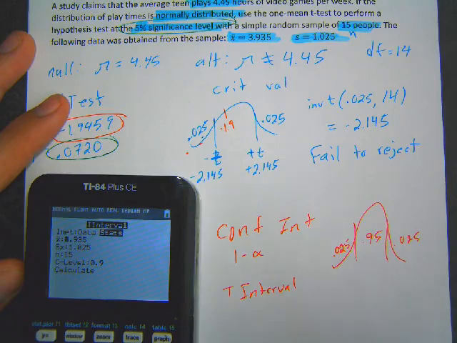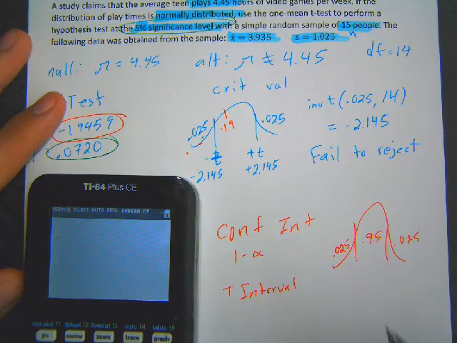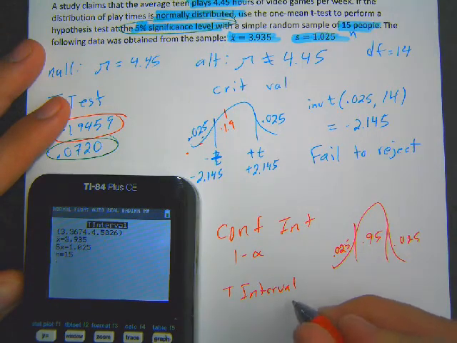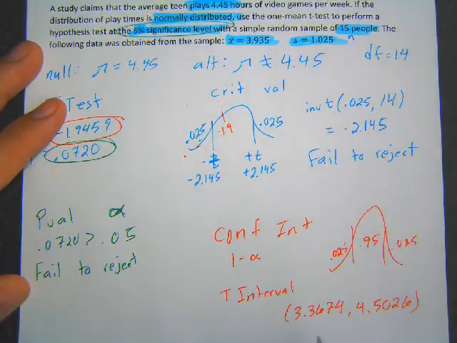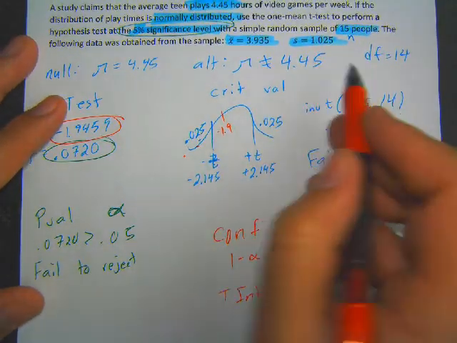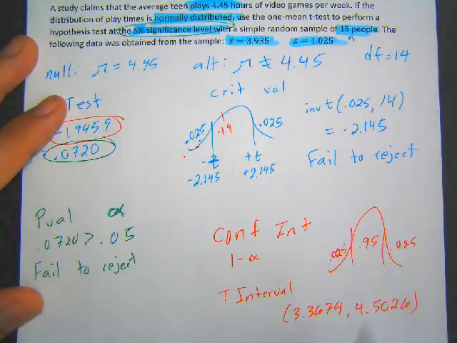So my mean they gave us is 3.935, sample standard deviation is 1.025, sample size 15, confidence level is 0.95, and so my T interval is going to be 3.3674 and 4.5026. And as always, we're going to check that. We're going to say, does the claimed value, which in this case is 4.45, fit in there?